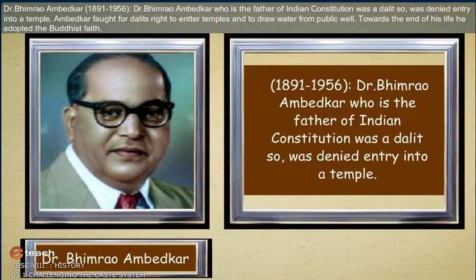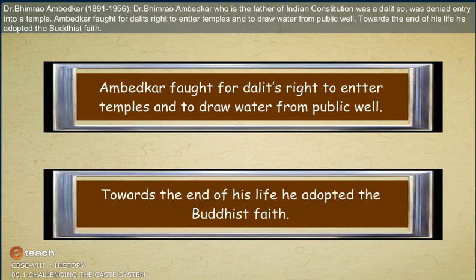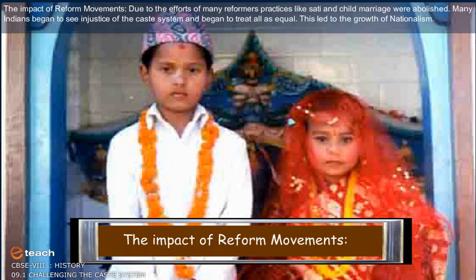Dr. Bhimrao Ambedkar, 1891 to 1956. Dr. Bhimrao Ambedkar, who is the father of the Indian Constitution, was a Dalit, so was denied entry into a temple. Ambedkar fought for Dalits' right to enter temples and to draw water from public wells. Towards the end of his life, he adopted the Buddhist faith.